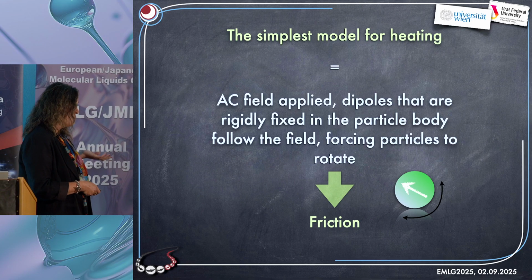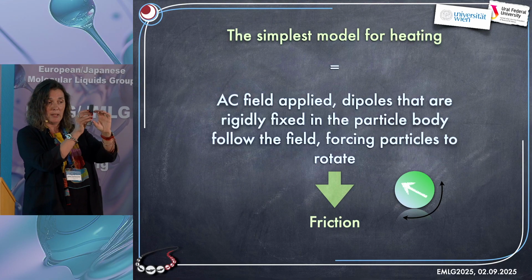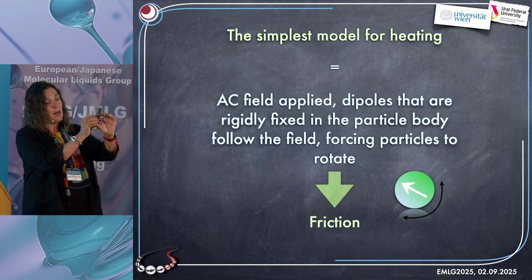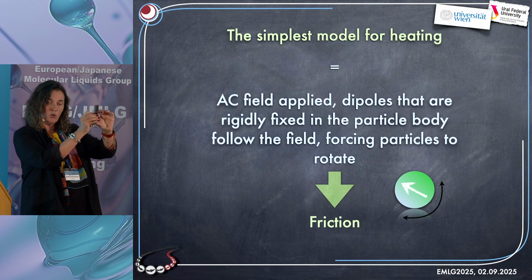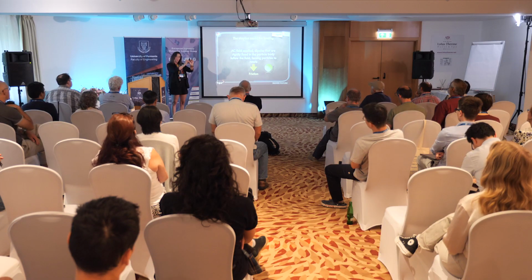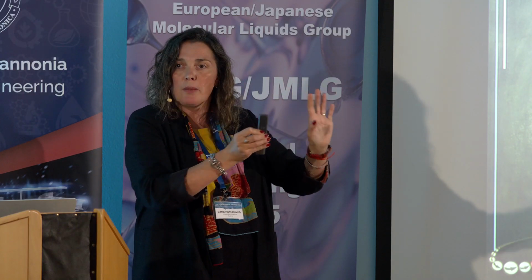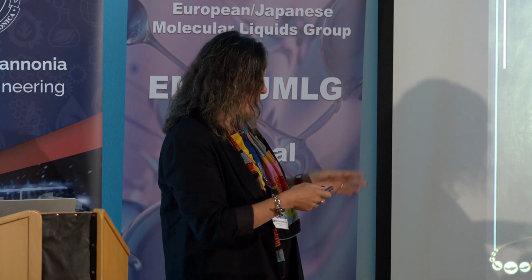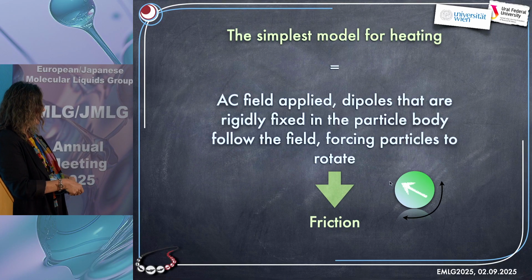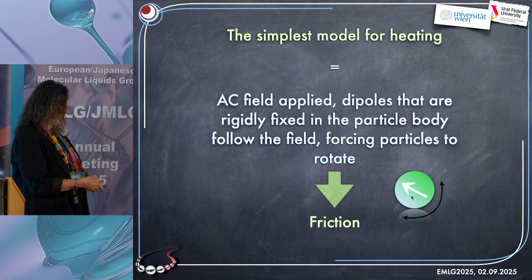So let's assume a very simple model. You have a magnetic particle with a magnetic moment, and if an AC field is applied, then the magnetic moment, due to Zeeman energy, follows the applied field, but it is so rigidly bound to the particle body that the whole particle rotates. It's a point dipole approximation. So what happens in this condition? It is the whole particle rotation. We have a full particle rotation, it causes friction, and that is how the heat is generated.